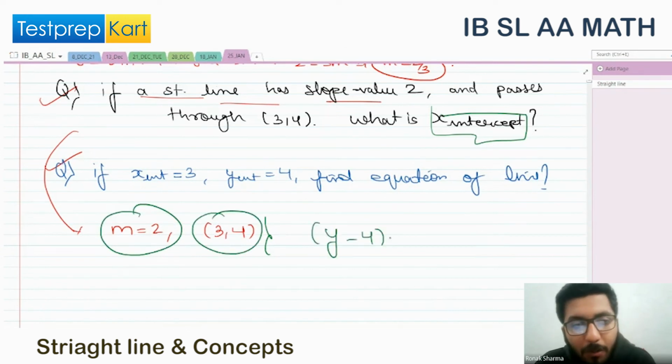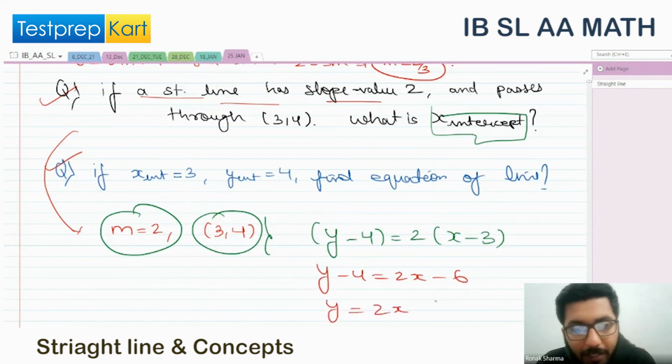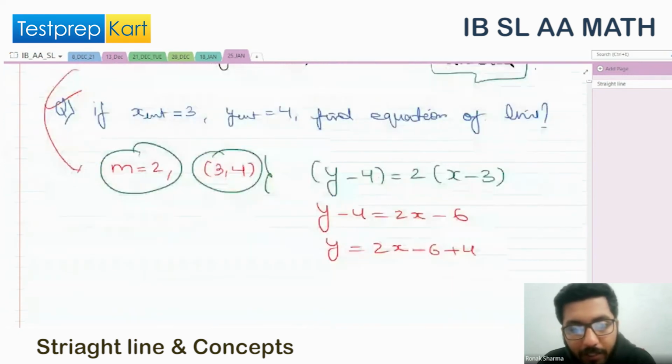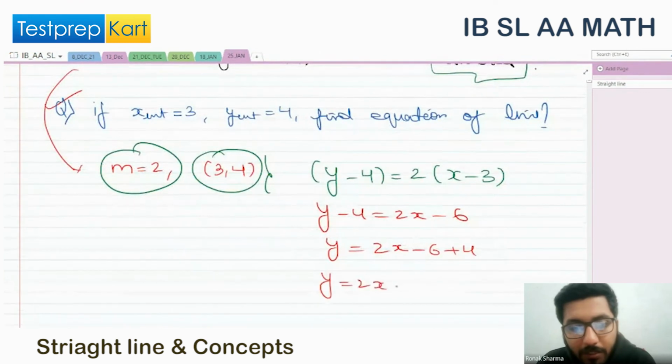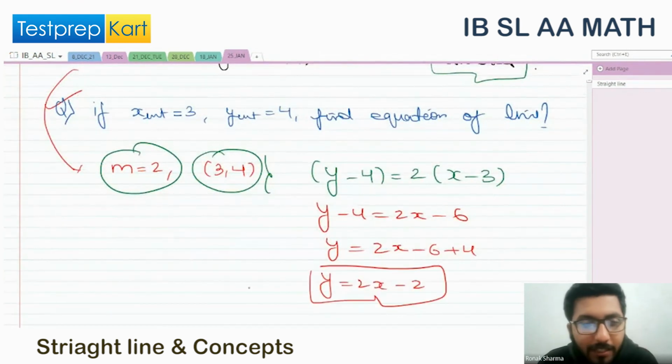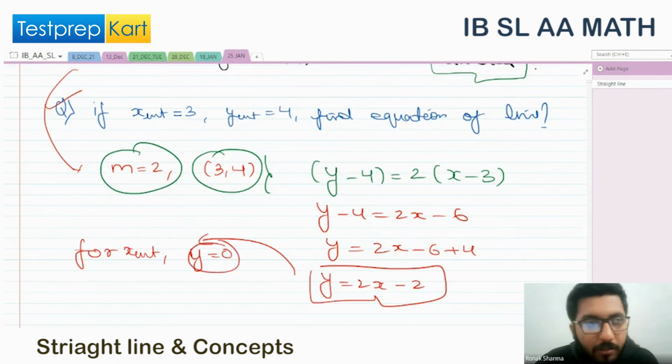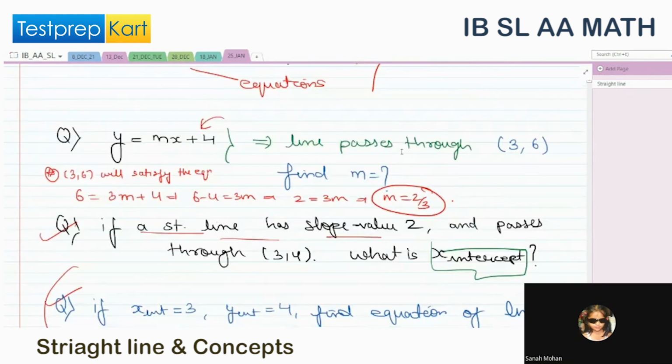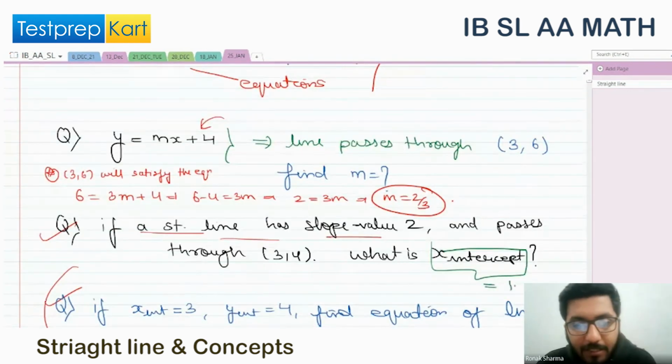So y minus 4 equals 2 times x minus 3. So y minus 4 equals 2x minus 6, so y equals 2x minus 6 plus 4. We get the equation of the line as y equals 2x minus 2. Now we need the x-intercept. For that, we put y equal to 0. So 0 equals 2x minus 2, and we get x equal to 1. Were you also getting the same answer? Very good, excellent, Sana.